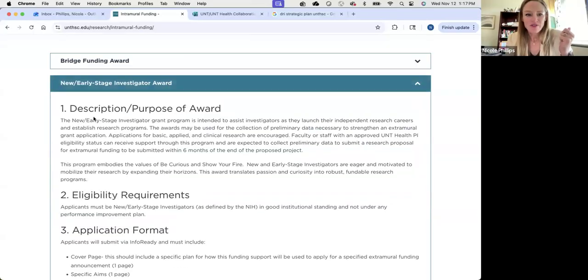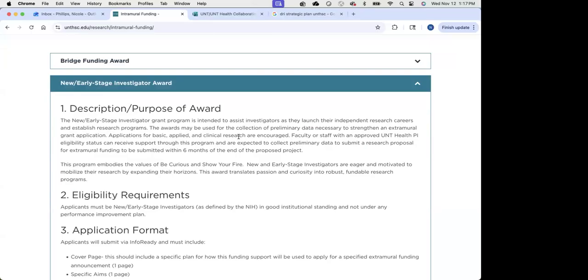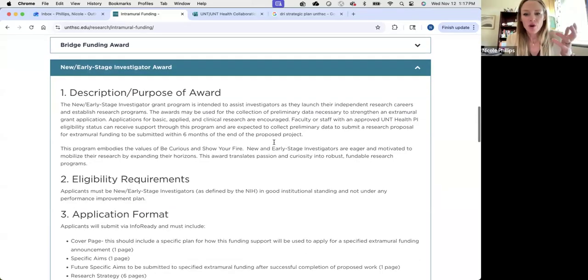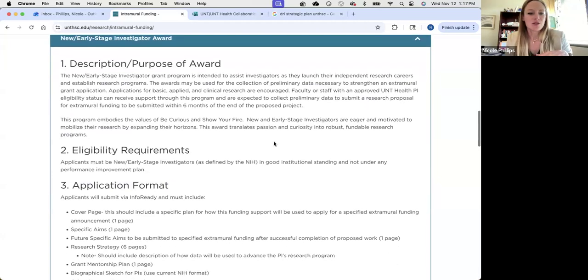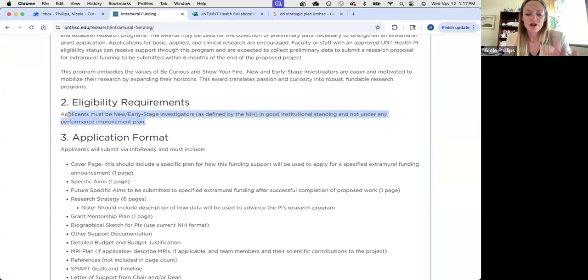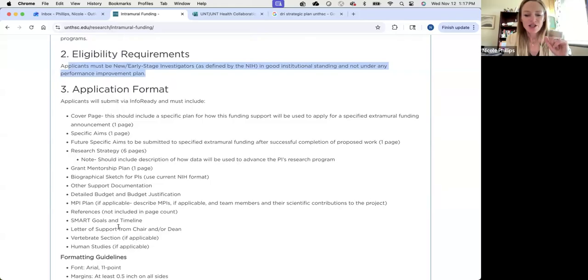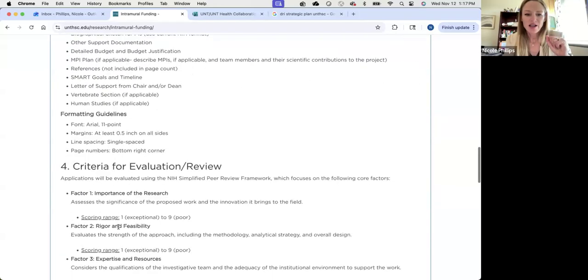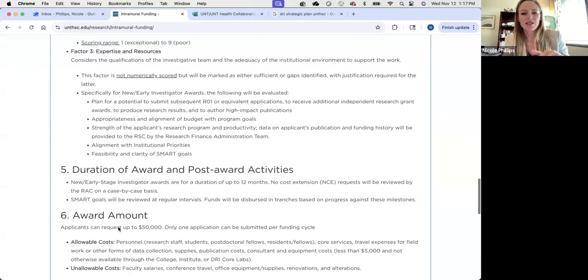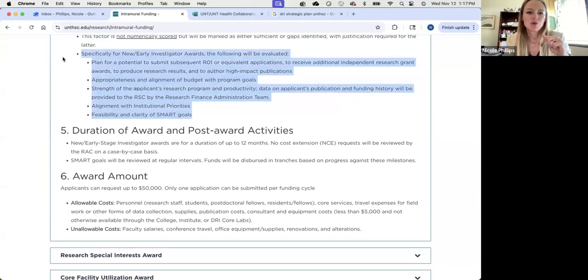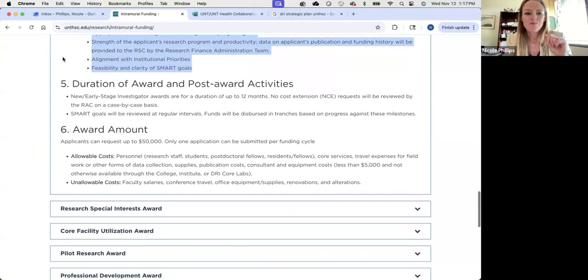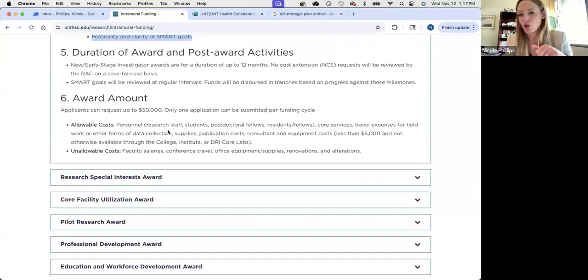The new early stage investigator award is pretty self-explanatory, but if you are a new or ESI, as defined by NIH, you're eligible for this particular award. So eligibility requirements are shown here, just exactly what I just said. The application and its format are provided. Again, the review criteria with some specifics to the specific announcement. So for this one, again, single year, and you can request up to $50,000.